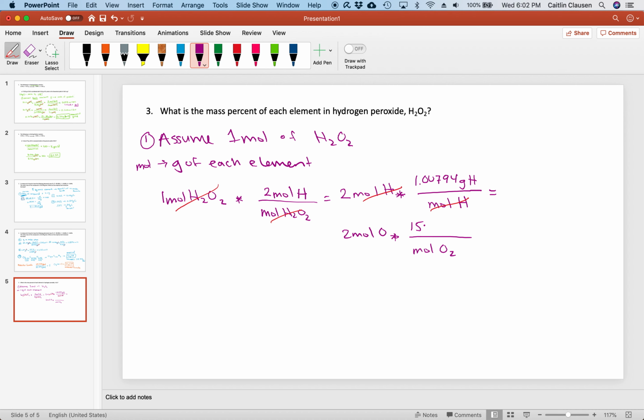Molar mass of oxygen, 15.9994 grams O. Moles are canceling, and now I can calculate. That should be O. The molar masses, so multiply each thing by 2. I'm going to go out to the same number of sig figs because they're the only measured thing. And 2 times 15.9994 gives me 31.9988 grams of oxygen.